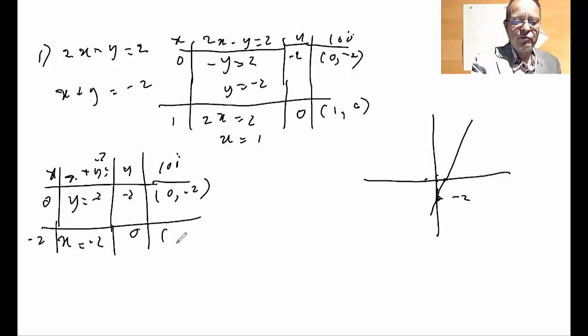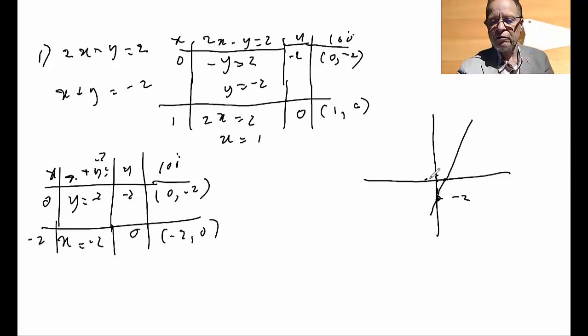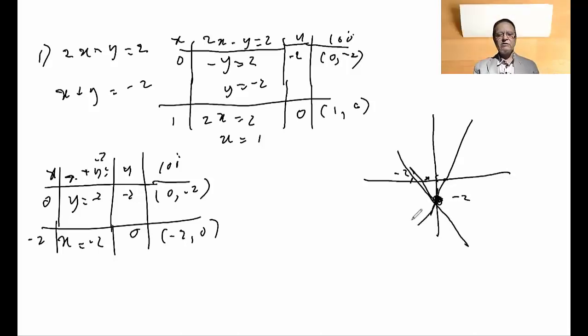And then we end up with the coordinate negative 2, 0. And then they intersect here. So I draw the line, and it's something like that. So we see that the point that both of these lines have in common is 0, negative 2.